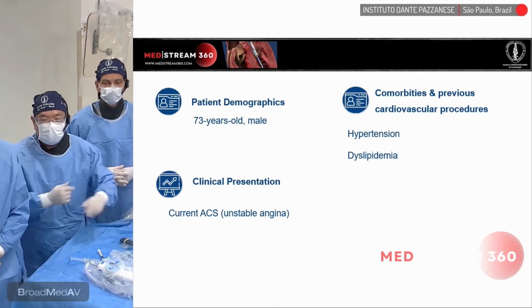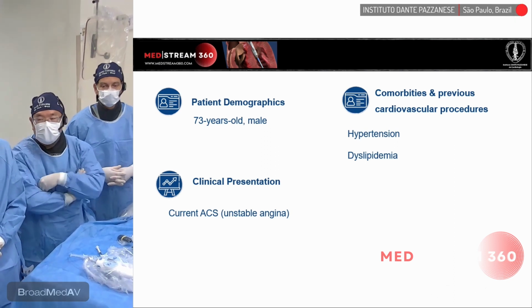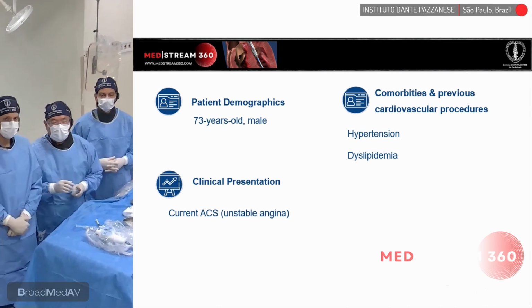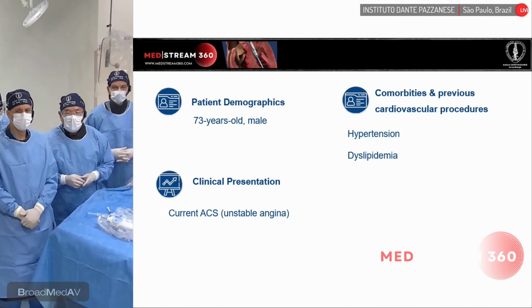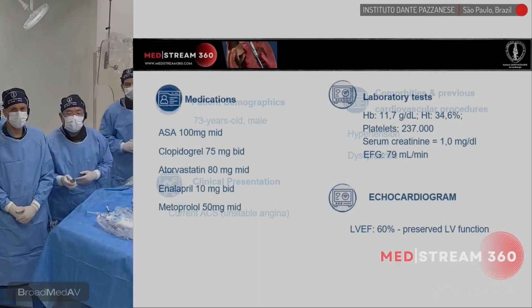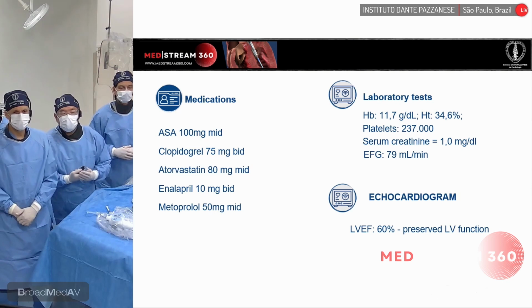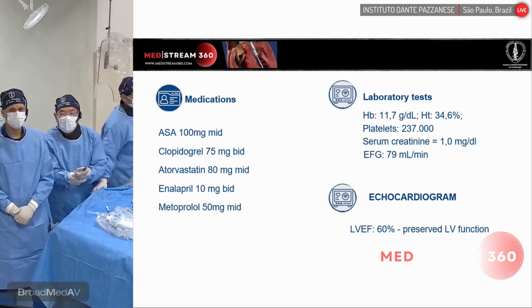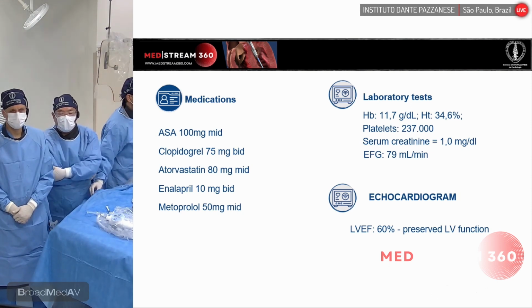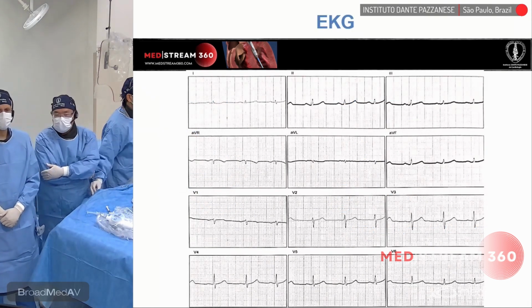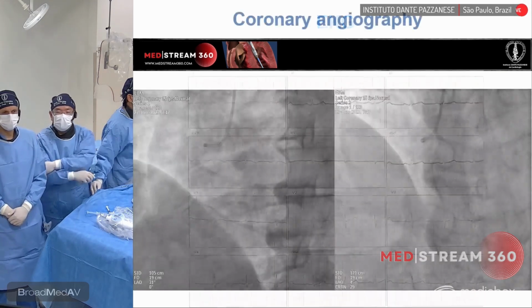So he got back to Brazil, and just this week, about yesterday, he was admitted to our ER with the current ACS, unstable angina. He has previous hypertension and dyslipidemia. The medications he is using are aspirin, clopidogrel, atorvastatin, allopurinol, and metoprolol. There's normal renal function, and he had an echocardiogram with preserved LV function. His rest EKG is normal, with no disturbance.